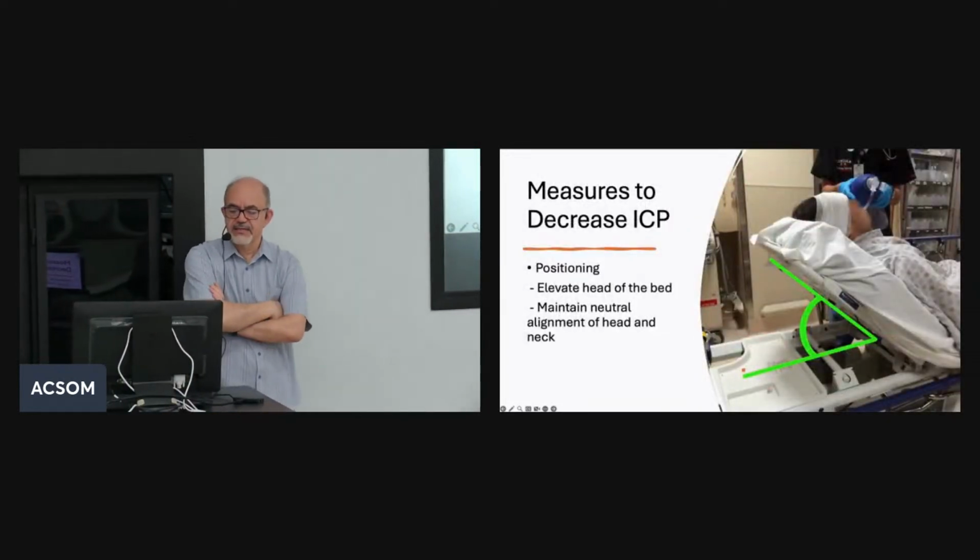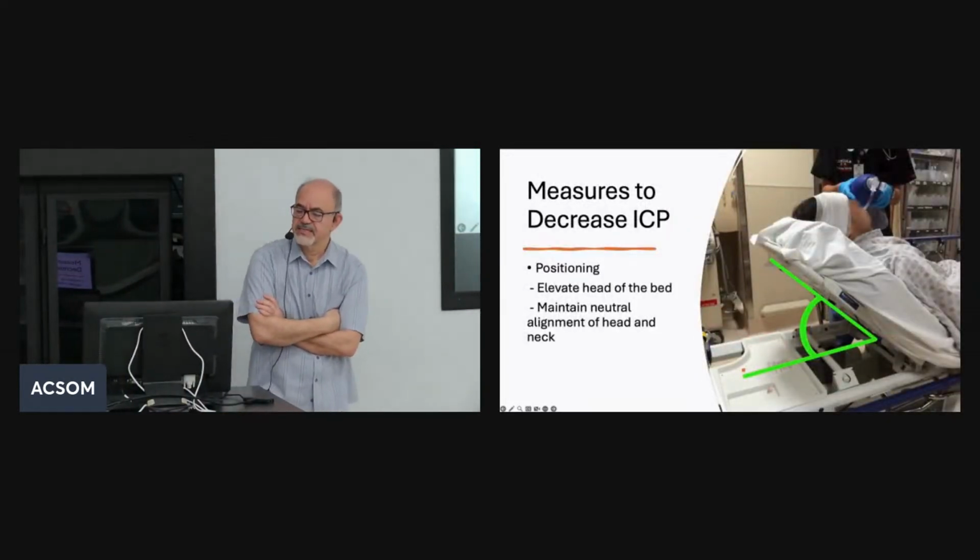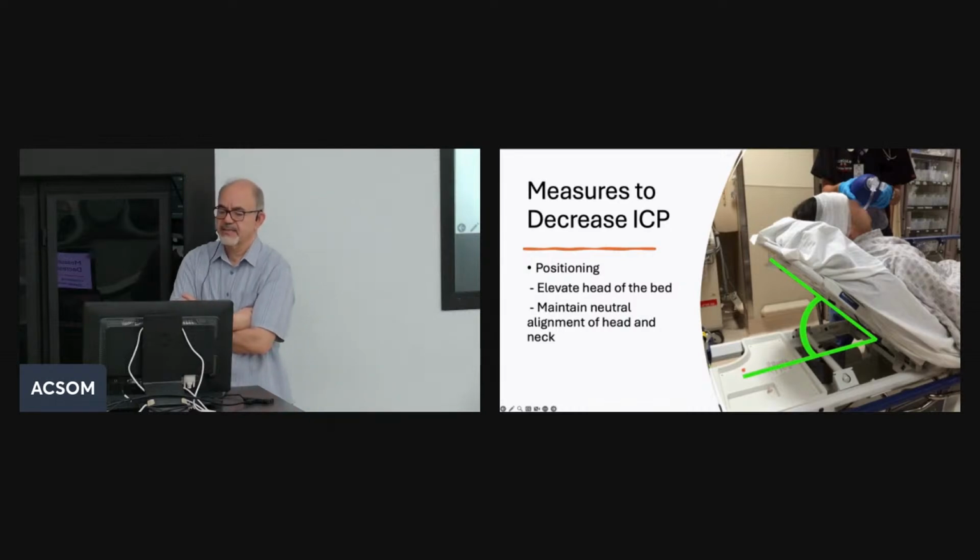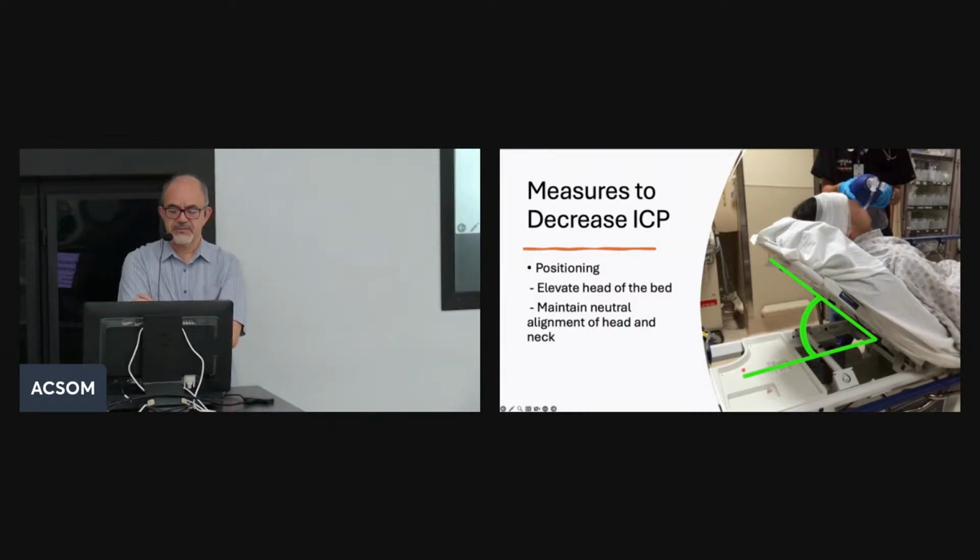The simple thing that you can do is to elevate the bed 15 to 30 degrees to reduce ICP. It's a good trick that you can do, but don't forget that you still have to watch the C-spine unless you already have your C-spine CT and ruled out any C-spine injuries.